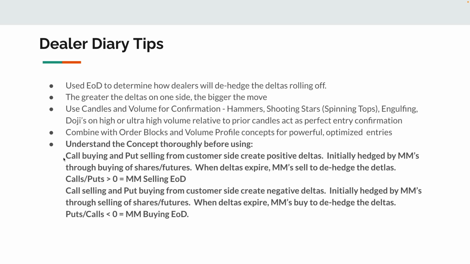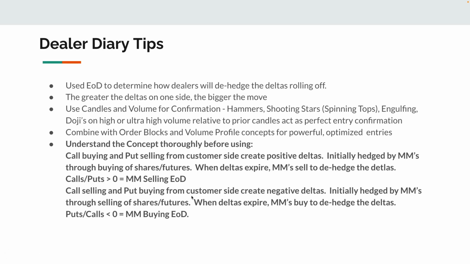I did a video about it. I had a lot of people sort of getting it wrong. I don't know if I did a poor job conveying how this information should be used, but just to reiterate it, call buying and put selling from the customer side creates positive deltas on that graph. So initially, it's hedged by market makers through buying of shares or futures. When those deltas expire, market makers are going to sell to de-hedge those deltas. So basically calls and puts greater than 0 equal market makers selling end of day. And then the opposite is true when we have deltas less than 0.